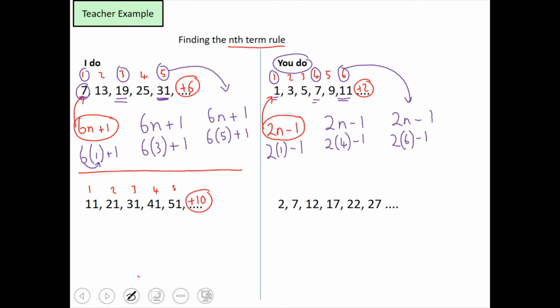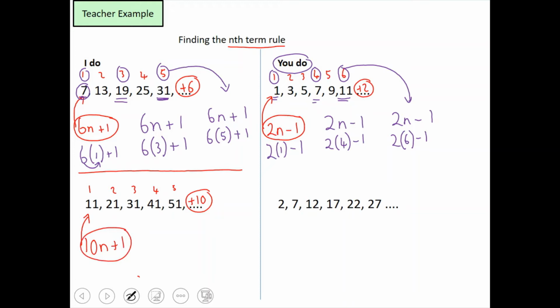And then underneath the first term up here, I'm going to write 10n. And how do I get from 10 to 11? I know I need to add 1. So my nth term rule is 10n plus 1.